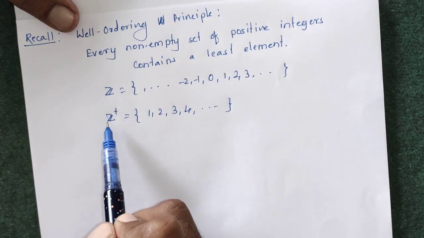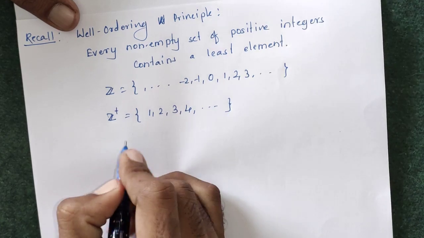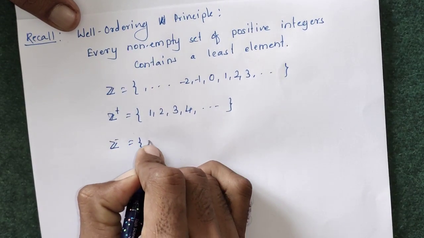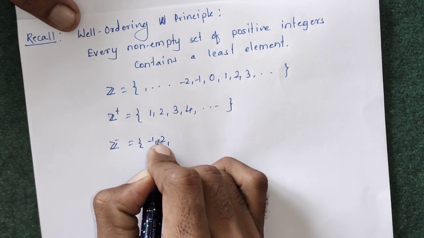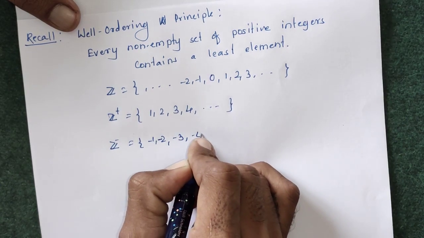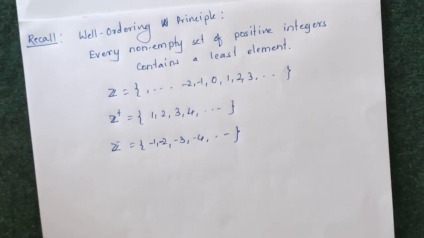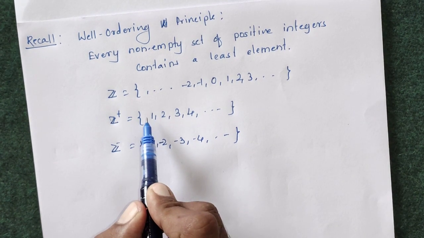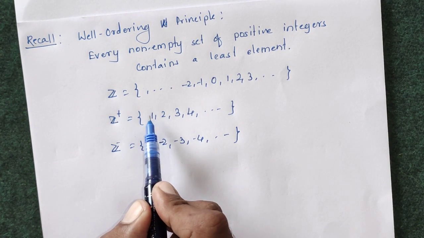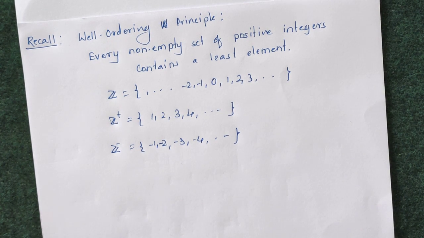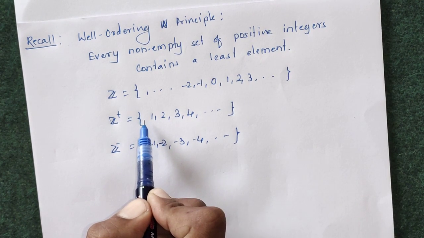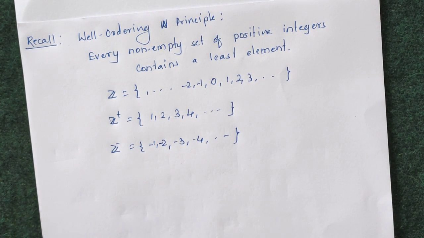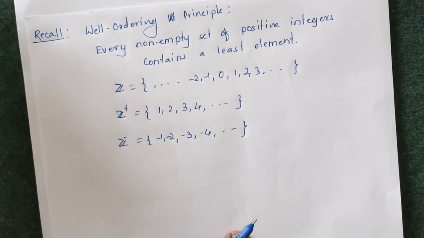You all know the difference between the set of positive integers and the set of negative integers, which is -1, -2, -3, -4 and so on. This is the set of negative integers, this is the set of positive integers. 0 is not included in either positive or negative numbers because of the special properties of 0. Whenever we include 0 in this set, we call it the set of all non-negative integers. You all know about that.